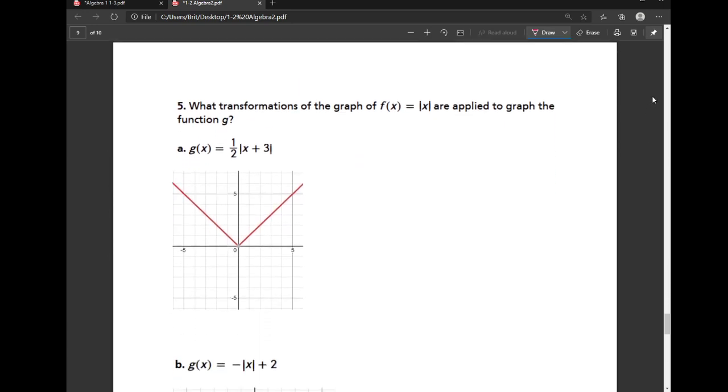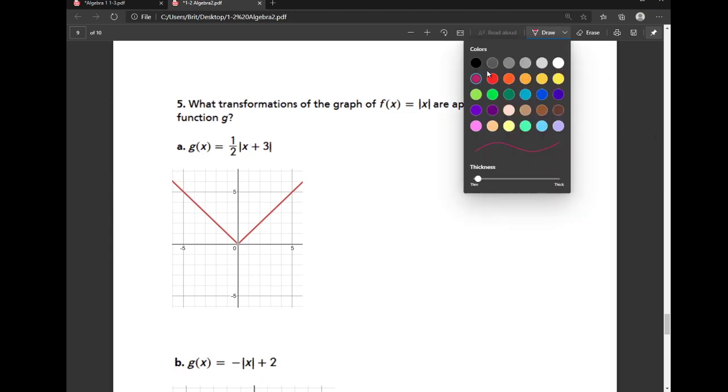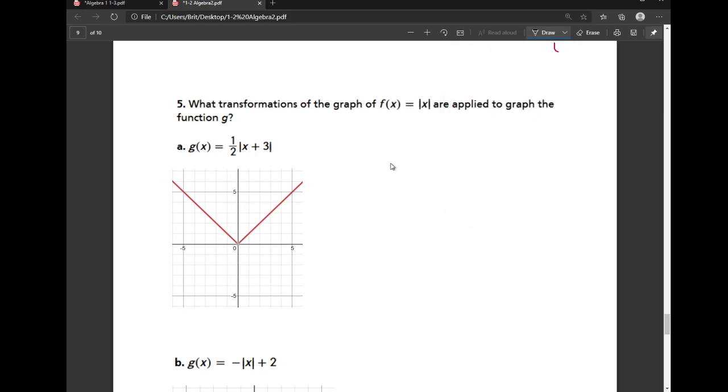Alright, so now let's take a look at this next one. They're going to have us graph the new function as well. I'm going to rewrite the function here to the side. Oops, it's a G. That way it's easier for me to draw my little arrows and tell us what's happening here.